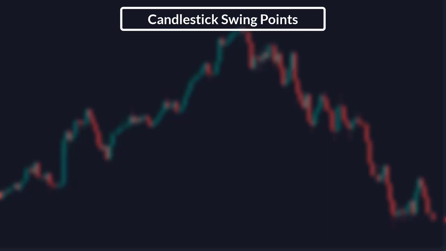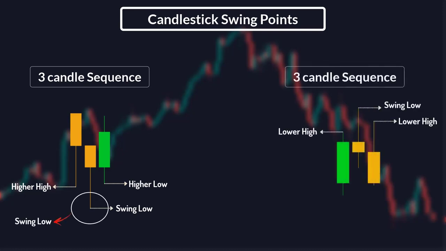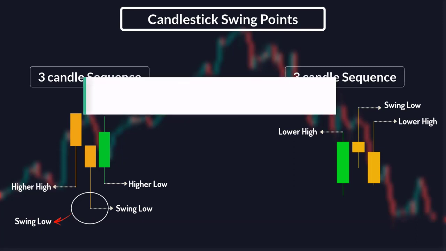candlestick perspective. A candlestick swing low occurs within the 3-candle sequence and refers to the lowest low point, situated between two higher low points in the adjacent candles. Here in this 3-candle sequence, we have a low point with a higher low to its immediate left and another higher low to its immediate right that makes this point the proper swing low. Similarly, a candlestick swing high occurs within the 3-candle sequence and represents the highest high point, situated between two lower high points in the adjacent candles.